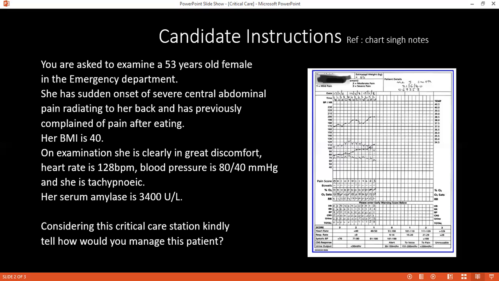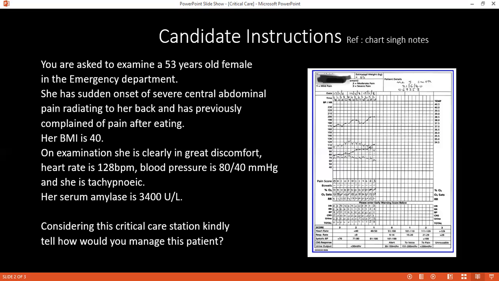This patient has a serum amylase of 3,400. What is the normal range of amylase? Is amylase important in the scoring system, or how would you consider raised amylase levels? I think amylase is not used in the scoring system.